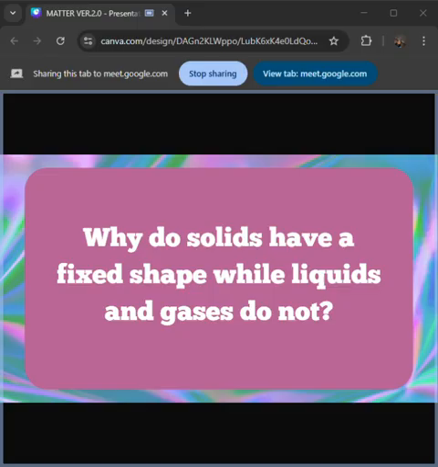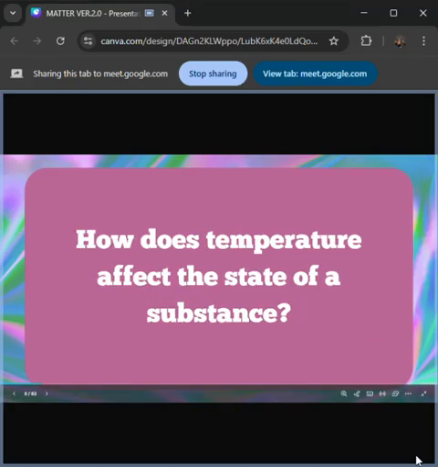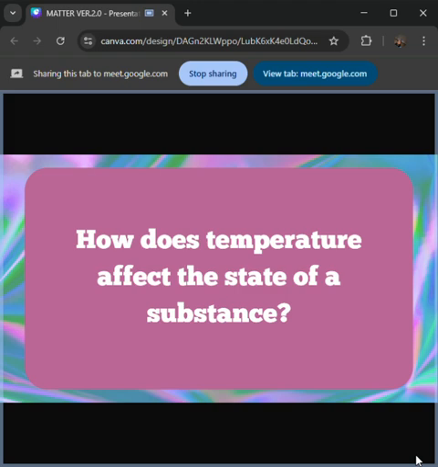Yes, exactly. That is the correct answer: they differ in the structures or the particles that they're made of. Thanks for sharing. Now let's move on with the next question. Here, how does temperature affect the state of a substance?